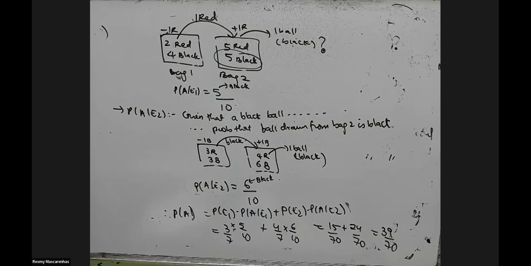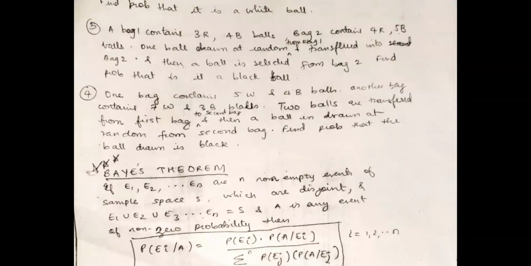Which are the problem? What? 1 second. Okay. This is the fourth one. One bag has 5 white and 4 black balls. Other bag has 7 white and 3 black balls.